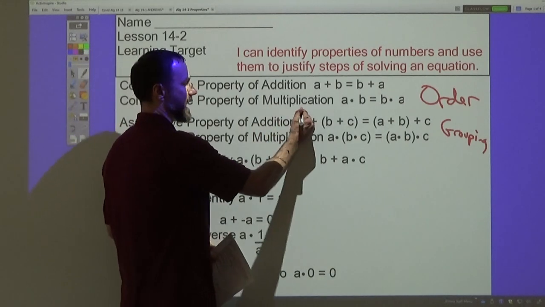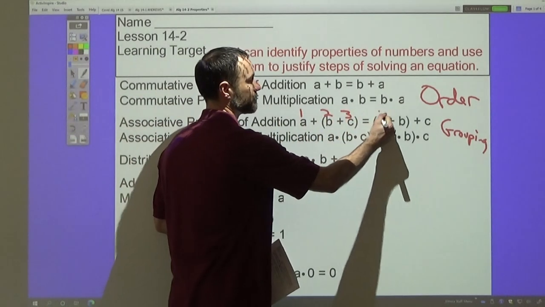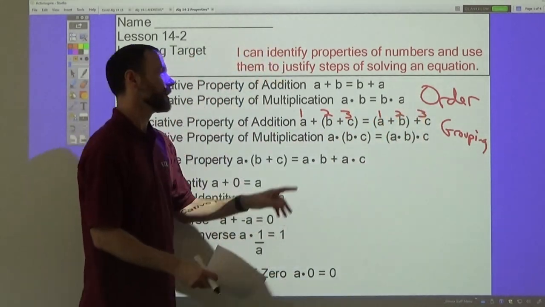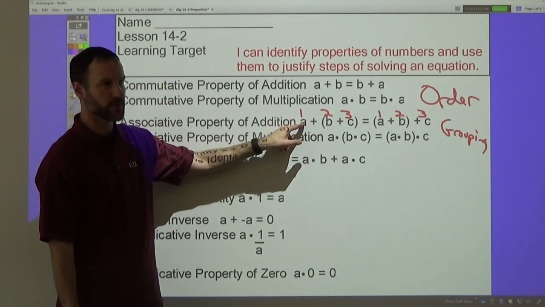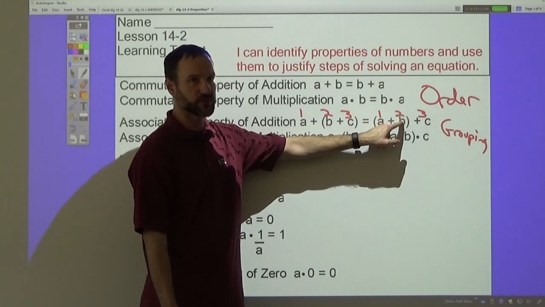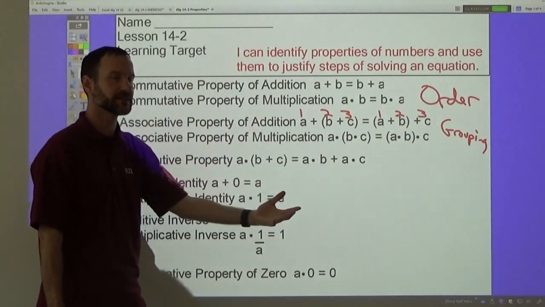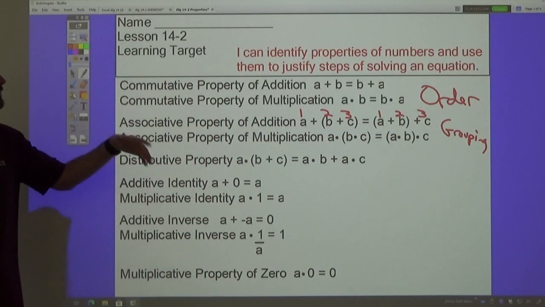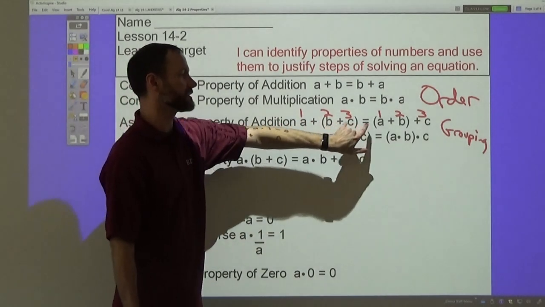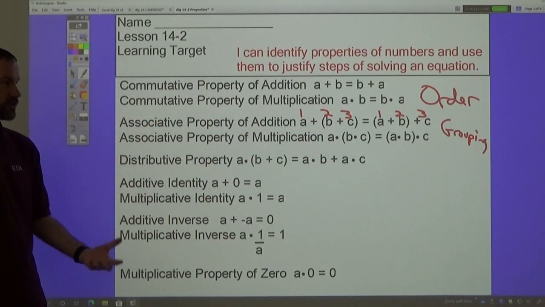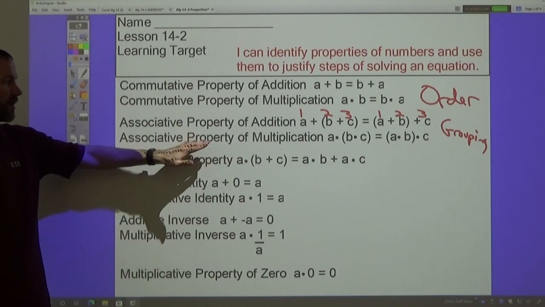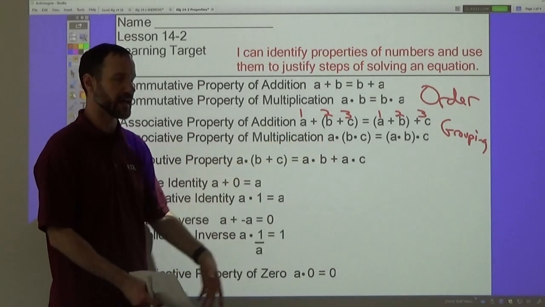For example, if we had the numbers 1, 2, and 3. If we did order of operations, we'd do 2 plus 3 first, which is 5, plus 1, which is 6. 1 plus 2 is 3, plus 3 is 6. So 6 is 6. So switching what goes first, what goes inside the parentheses, does not change the outcome, but it changes the grouping.